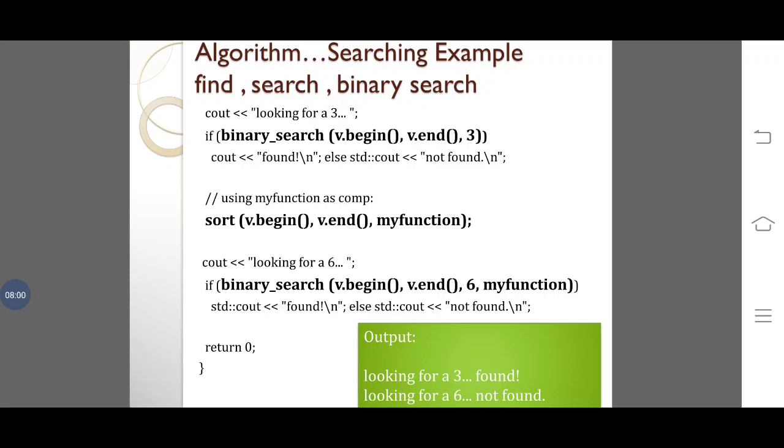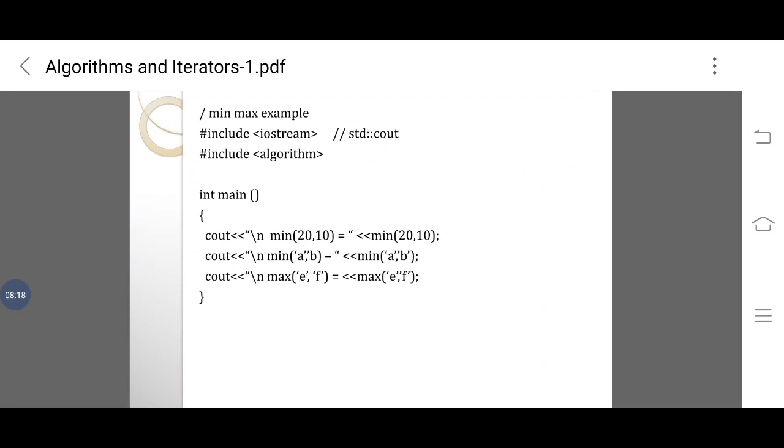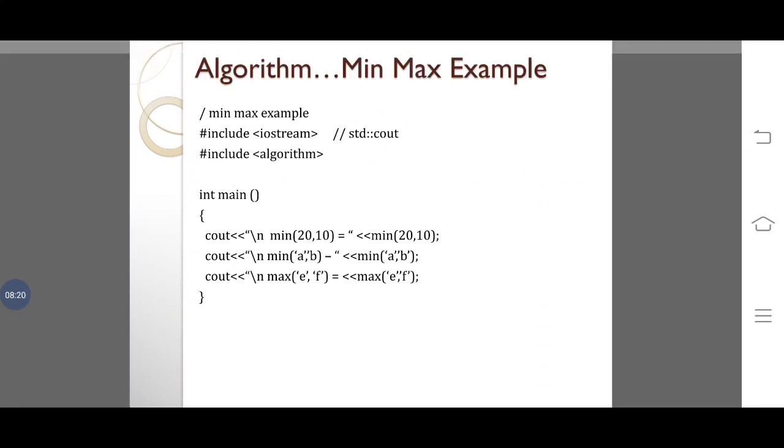And then I am sorting my elements using the sort function. Then I am again using binary search to find whether 6 is available or not. Since 6 is not there in my vector, it will display that looking for 6, it has not been found. So this is the way I am using the sort and binary search functions.